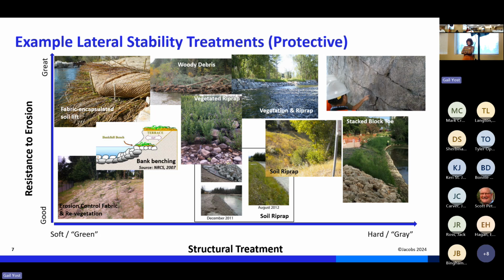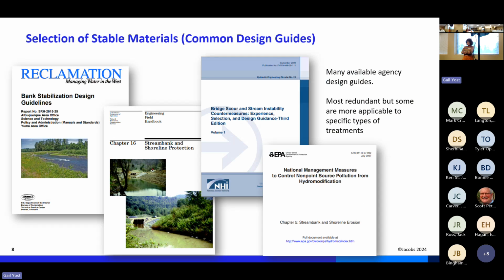Selection of stable materials. So there's a lot of guidelines out there. Most agencies have their own. They're fairly redundant. A lot of them are using the same sources and references. They point back to the same research in a lot of cases, but there are some nuances, and some of them cover different treatments better than others or more specifically.